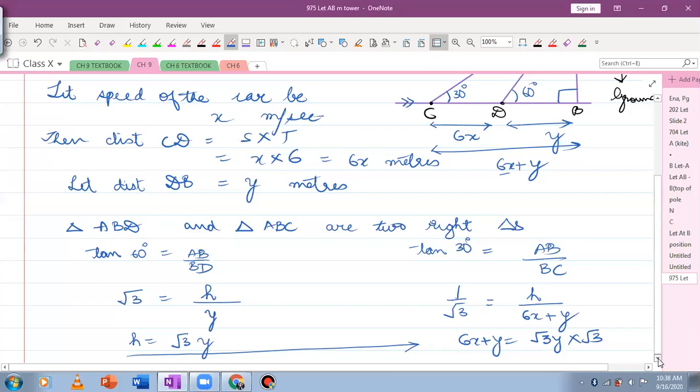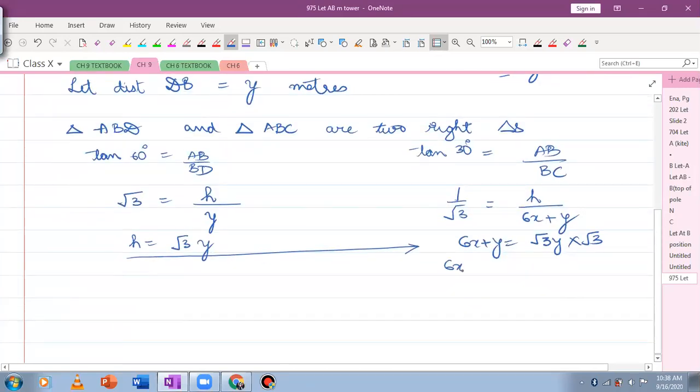So from here, let's just simplify. This will give me 6x plus y equals 3y, and 6x equals 2y. Y comes out to be 3x. So this here actually is the distance that the car needs to cover.